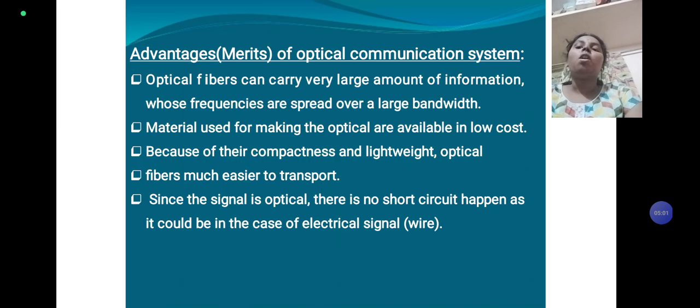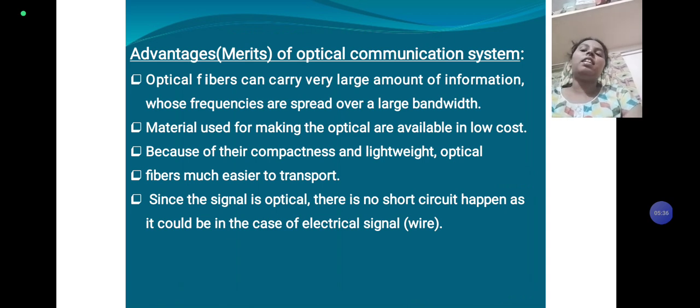Now we shall know about merits and demerits of optical communication system. Optical fibers can carry a very large amount of information whose frequencies are spread over a large bandwidth. Materials used for making the optical fibers are available at lower cost, means they are very cheap. Because of their compactness and lightweight, optical fibers are much easier to transport.